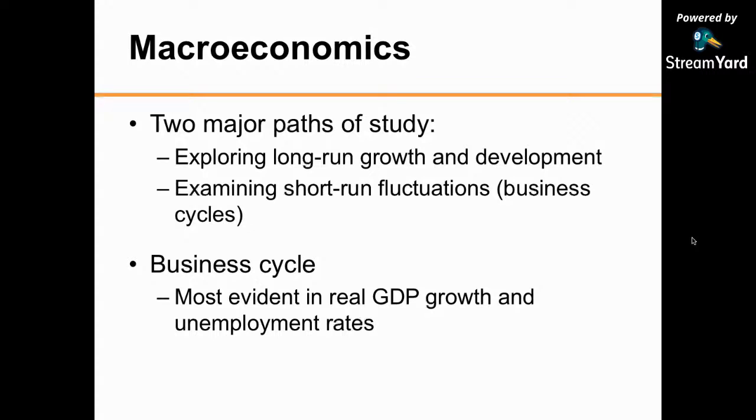Recall that the business cycle is the shorter-term periods. Whenever we look at real GDP growth and unemployment, we're looking at what's happening at different parts in that business cycle. These two paths of study are complementary. We need one to get information for the other, but they differ in the length of time that we're focusing on. If we're focusing on long-run growth, we're generally looking at periods of 5 to 10 plus years. If we're focusing on the short-run fluctuations, the business cycle side, we're generally focusing on periods of less than 5 years.